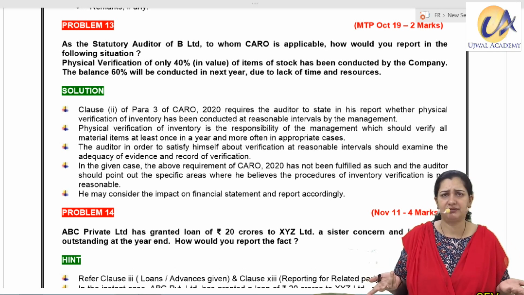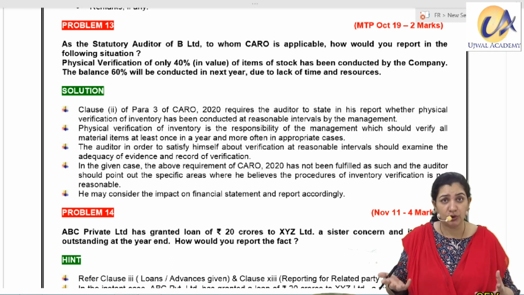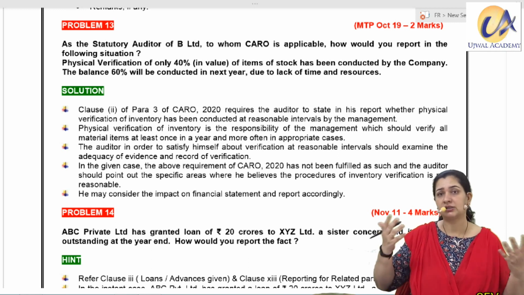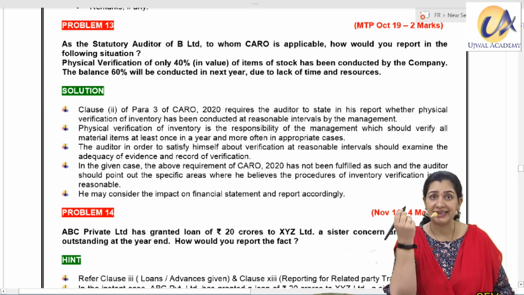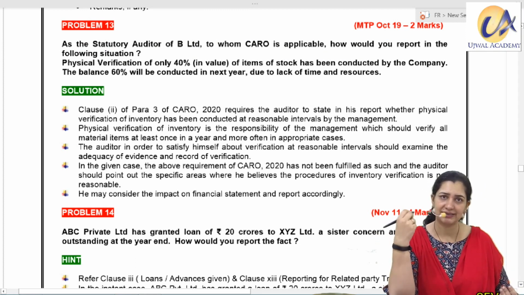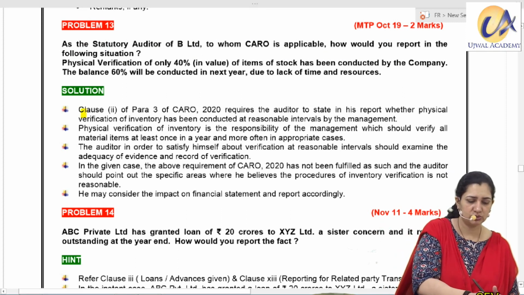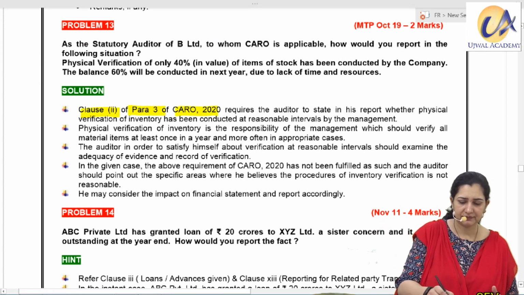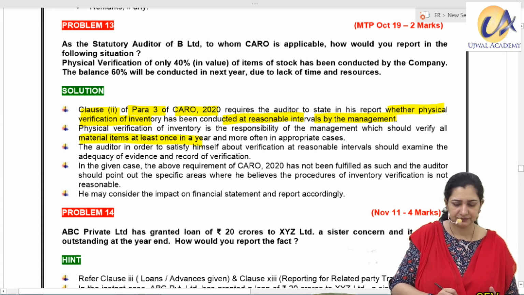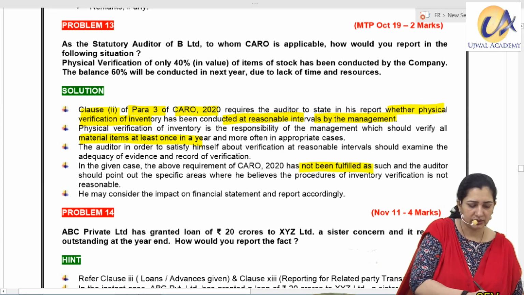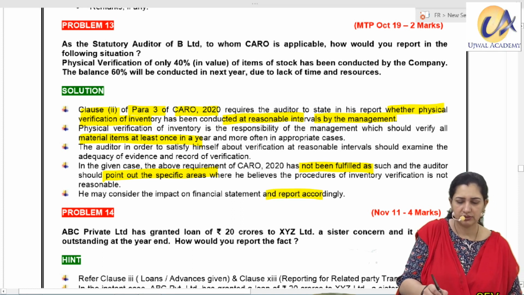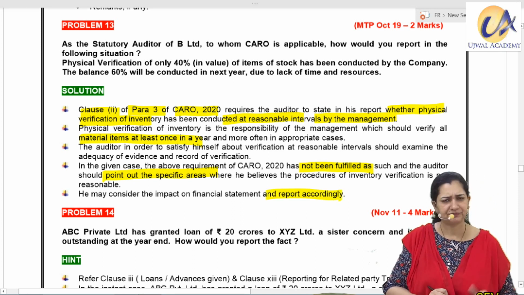In that we had got physical verification. So only 40% they have verified, which is not correct. We should have verified more, right? And they're saying next year we will do it. No, it's not proper. It's not appropriate. The procedure or the extent to which you have done, discrepancies you have to check, etc. So exactly, we have got clause 3(ii), CARO 2020. See whether physical verification has happened at reasonable intervals by the management, right? At least once in a year you should have done it. This has not been fulfilled in the given case. Point out the specific areas and report accordingly. Easy one.